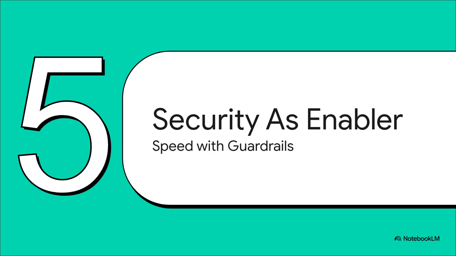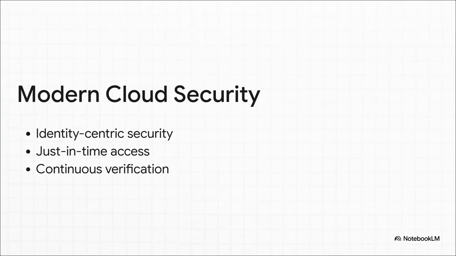Section 5, Security as an Enabler. Let's talk about enabling speed with guardrails and visibility. And this brings us to our final point. Security must become an enabler. Once we modernize the CII Triad, security stops being the department of no and transforms into a tool that enables the business to move at incredible speed safely.